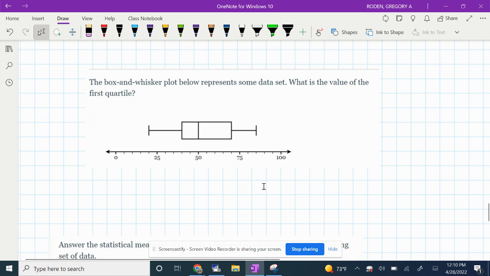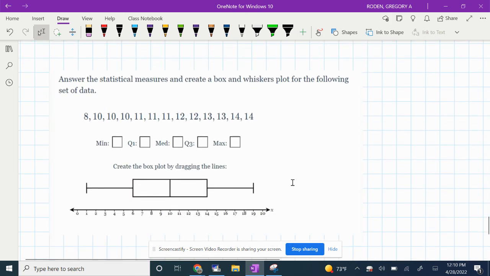The value of the first quartile, well, that means you're going to figure there's the first quartile. Remember, there's Q1. They want to know the value of the first quartile. And what is that? I think we're counting by 5, 10, 15, 20, 25, 30, 35, 40. So this is going to be 40. So you'd be 40 on that one.